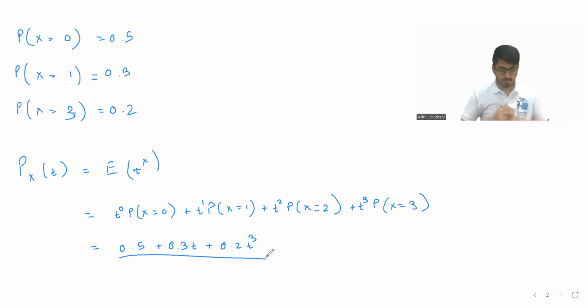Next, take on the question. X equal to 2 has 0 probability. We just have three values, 0, 1 and 3. So probability x equal to 2 is nothing but 0. So therefore there is no term of t square.